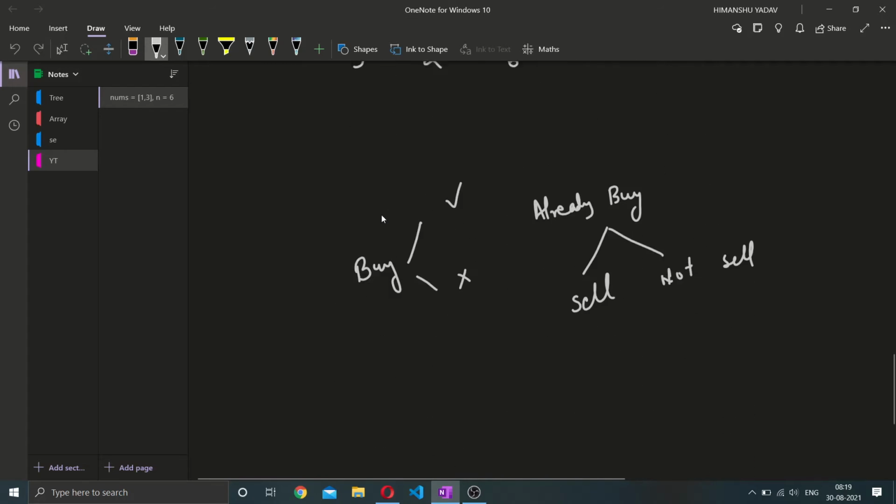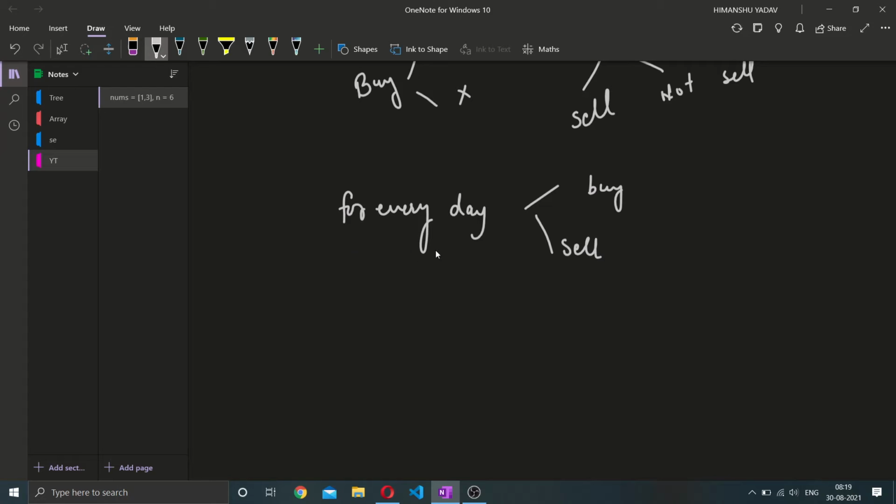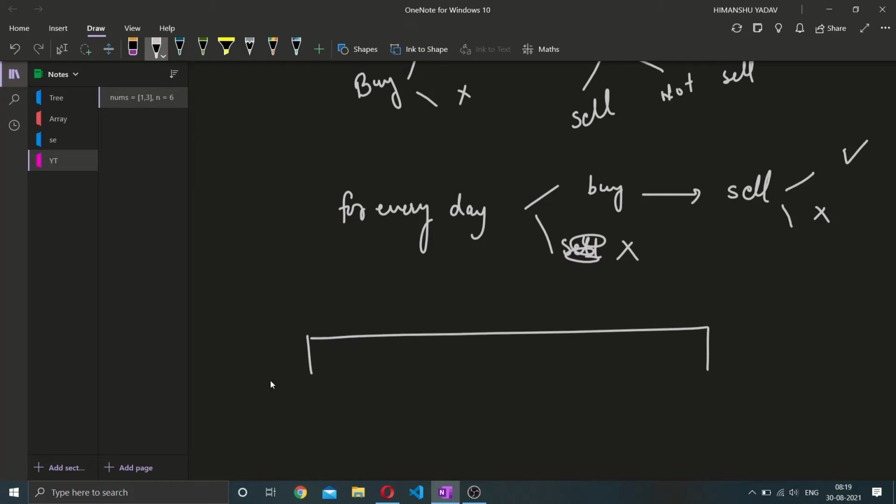So up till this point we have found that for every day we have two options, buy or sell the stock. If we have already bought the stock, we can sell the stock or not. We can buy or not buy. So it seems we can use DP here.